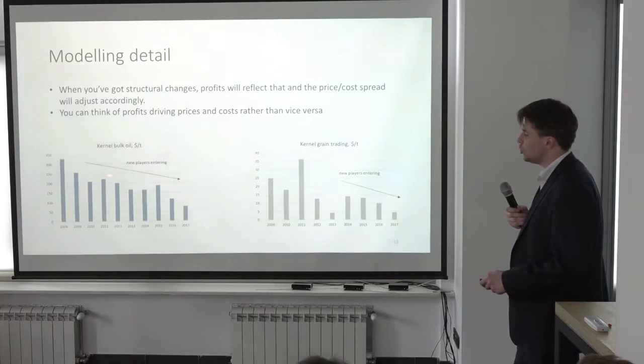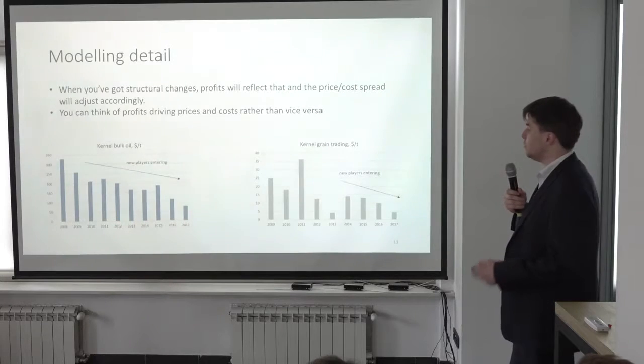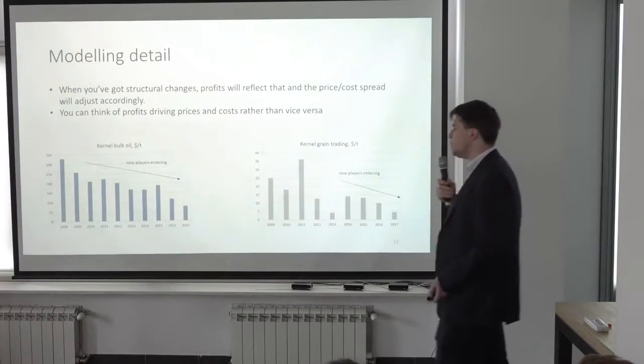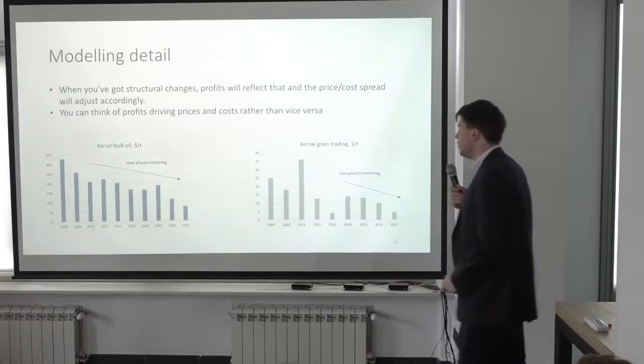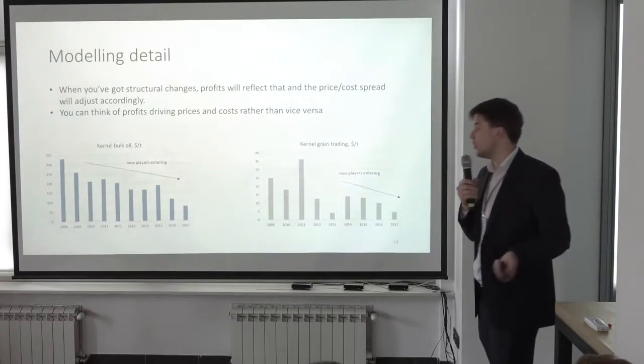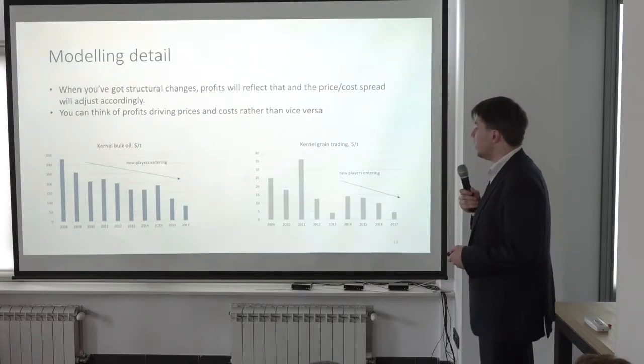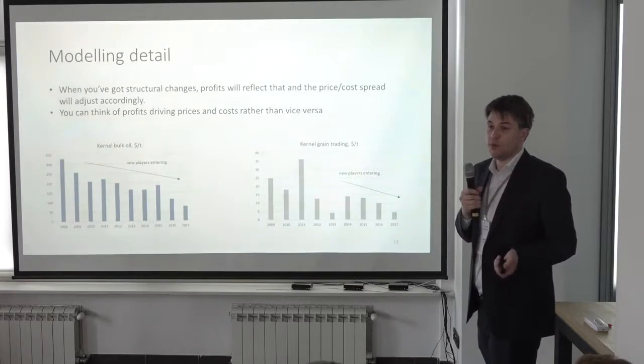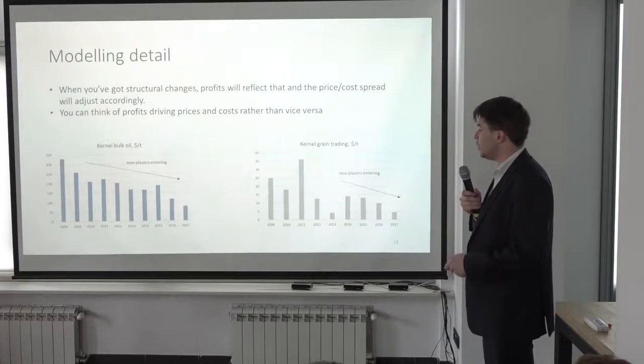Well, because there is a structural shift in the market. What is it? In this case, you simply have more crushing plants entering the market. There's a limited supply, or more or less limited supply, of sunflower seed on the market, and this is in Ukraine. So when you have more crushing plants entering, they compete with each other for the same resource, and in the end, you have shrinking margins.